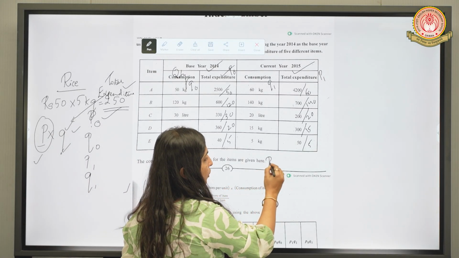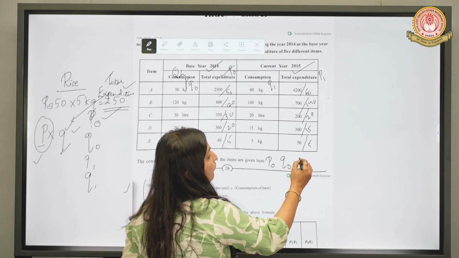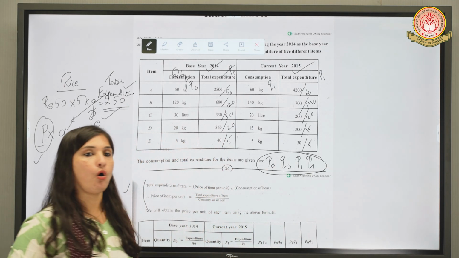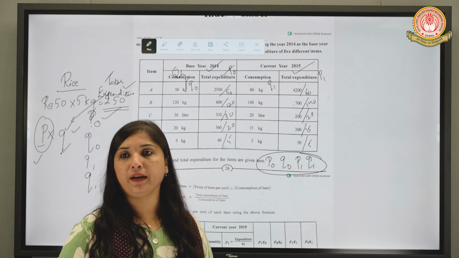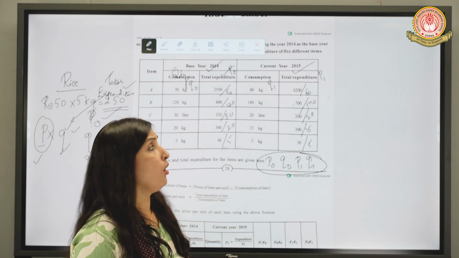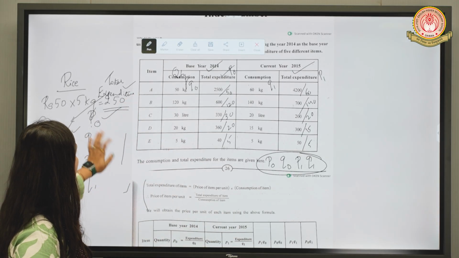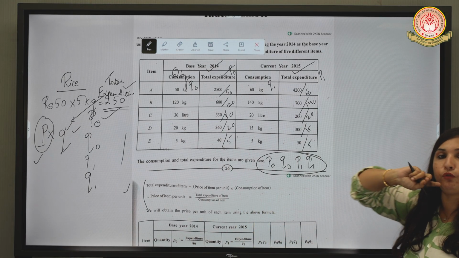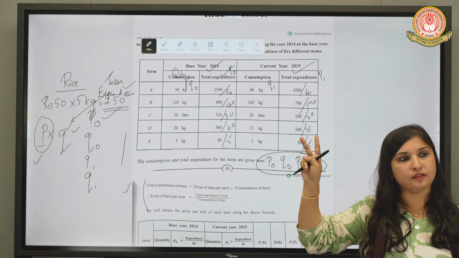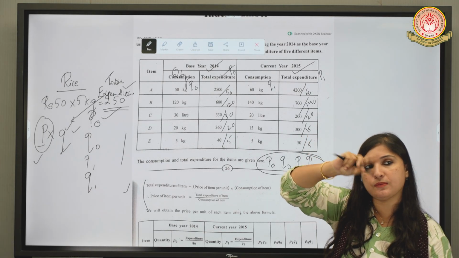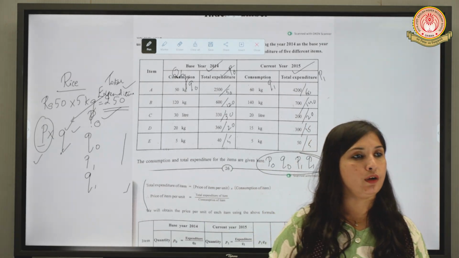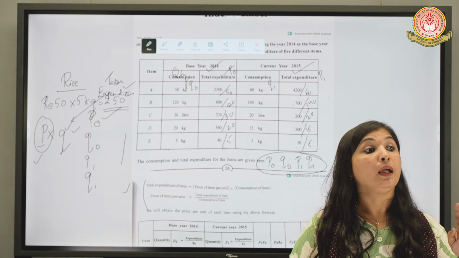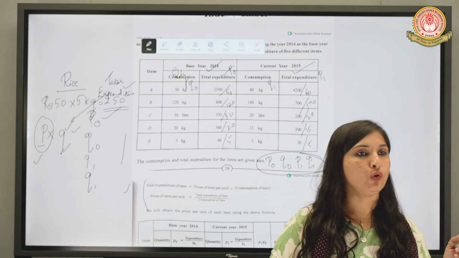Now we have P0 also, we have Q0 also, we have P1 also, and we have Q1 also. Once you have all these columns, is it very easy to find the formula? In this question it was given you have to find Fisher's index number. That means, do we need to make only 2 columns or all the 4 columns? We need all the 4 columns. We want P1 Q0, P0 Q0, P1 Q1, and P0 Q1.